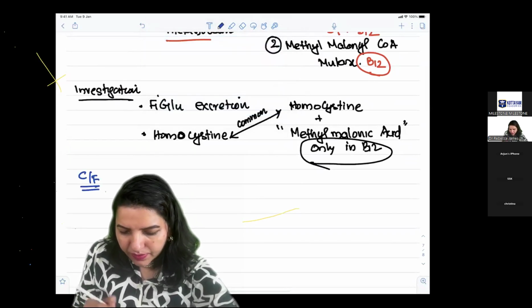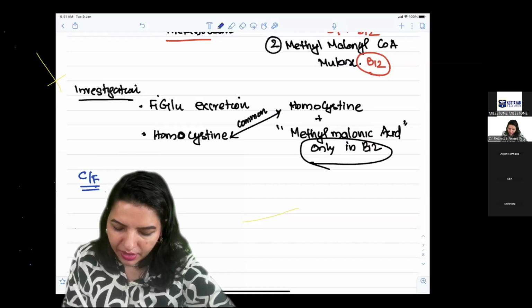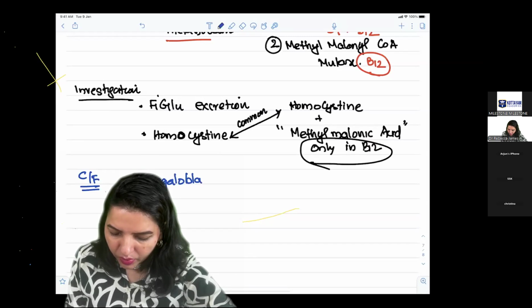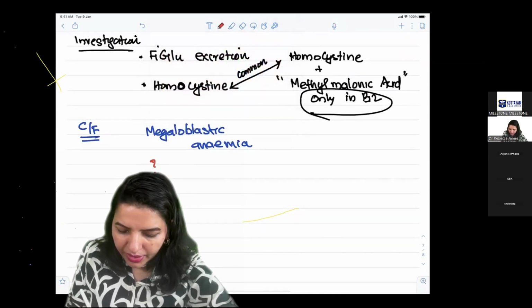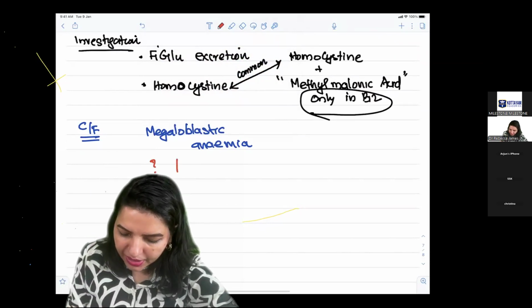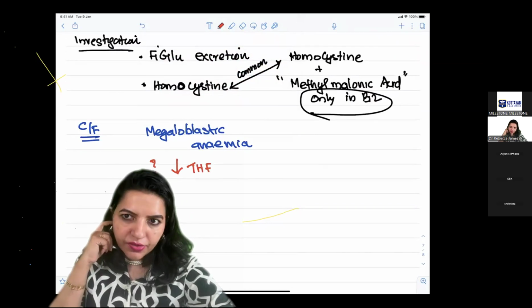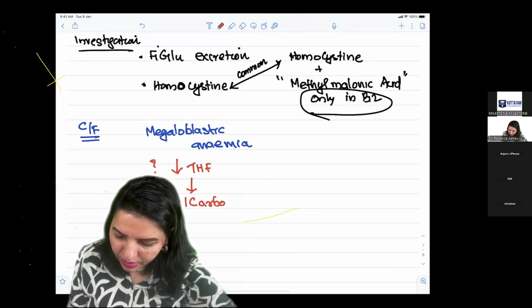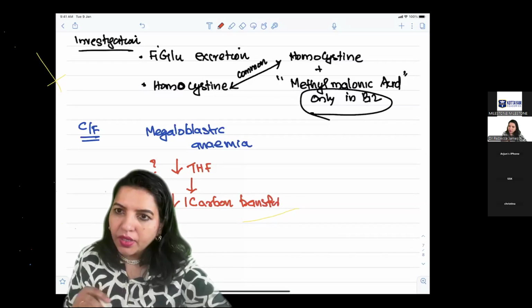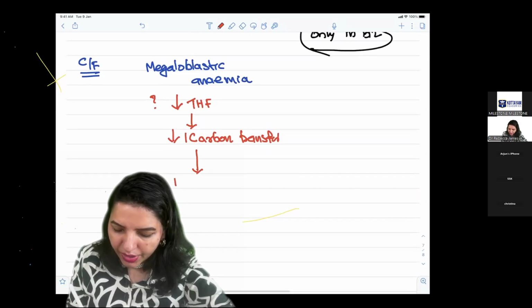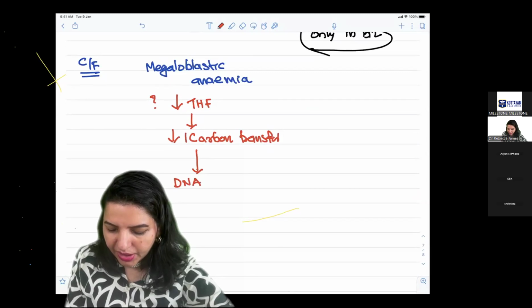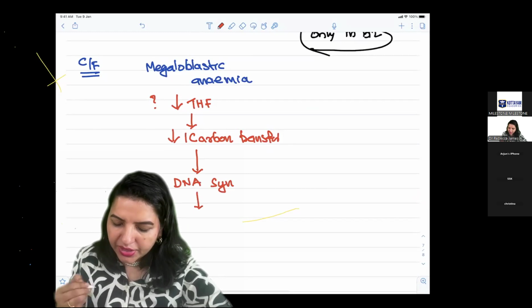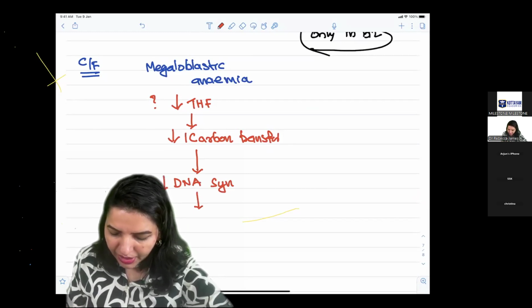Plus, what are the clinical features? If there is a B9 deficiency, what we get is megaloblastic anemia. Why is there megaloblastic anemia? It's because there is decreased availability of tetrahydrofolic acid. If the B9 is defective, there is decreased tetrahydrofolic acid, then there is decreased one carbon transfer. One carbon transfer is required for purine and pyrimidine synthesis. So I'm just writing DNA synthesis. So if there is decreased DNA synthesis, what happens is an asynchrony.